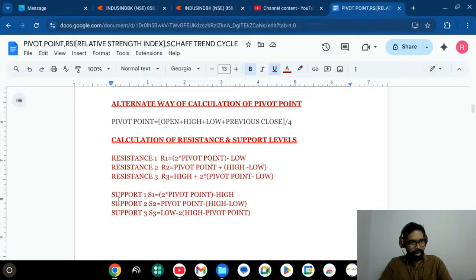Similarly, what are the support levels? S1 equal to 2 times pivot point minus high. S2 equal to pivot point minus high minus low; calculate high minus low first, then subtract it from the pivot point. Then for S3, high minus pivot point multiplied by 2, and the result is subtracted from the low. This is the mathematical calculation that I have given here, and I will upload more in the coming sessions.